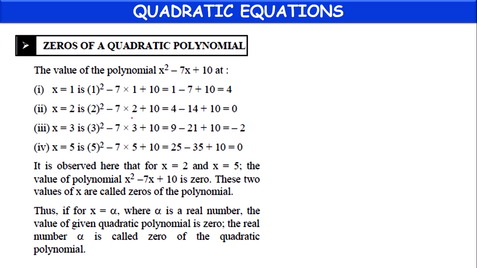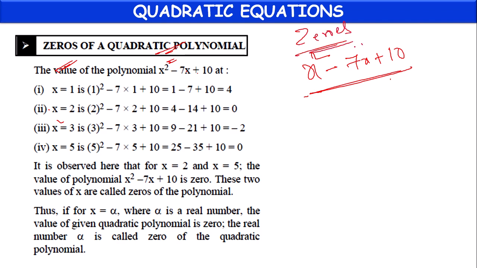Here, next concept is zeros of a quadratic polynomial. Suppose we have a polynomial x square minus 7x plus 10. This is the polynomial. For this polynomial, zeros we have to find.